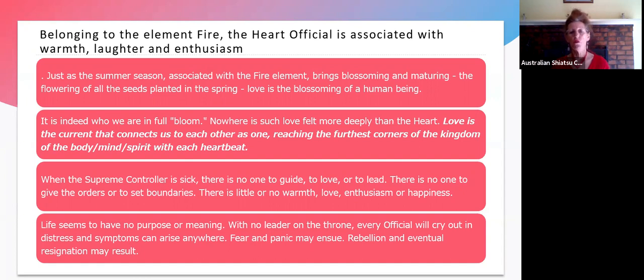And we'll start to look at what happens when we go out of balance in the heart organ and how that then affects our capacity to give and receive orders, to set boundaries, to feel warmth, love, enthusiasm. And here we can start to see that panic and fear can set in. The spirit gets disturbed and rebellion can occur inside.